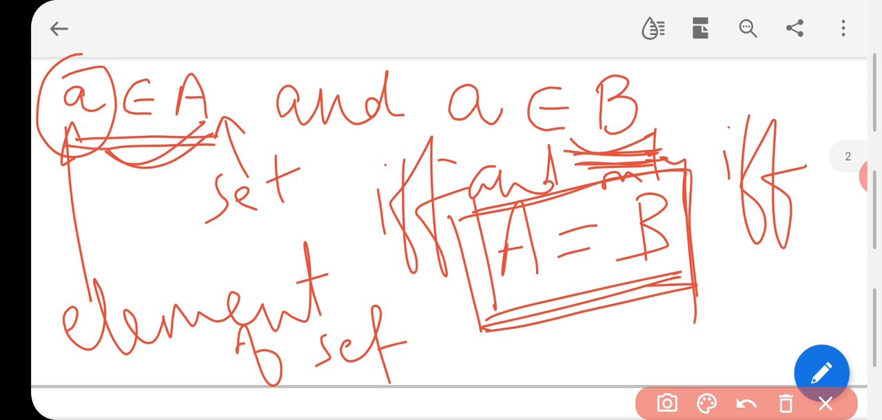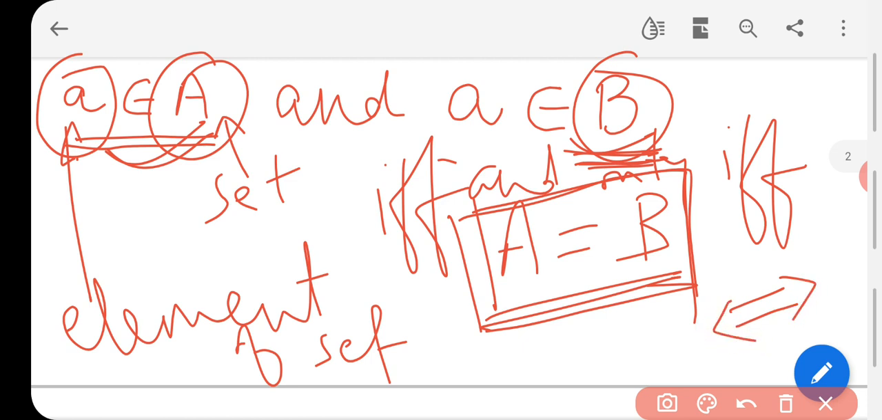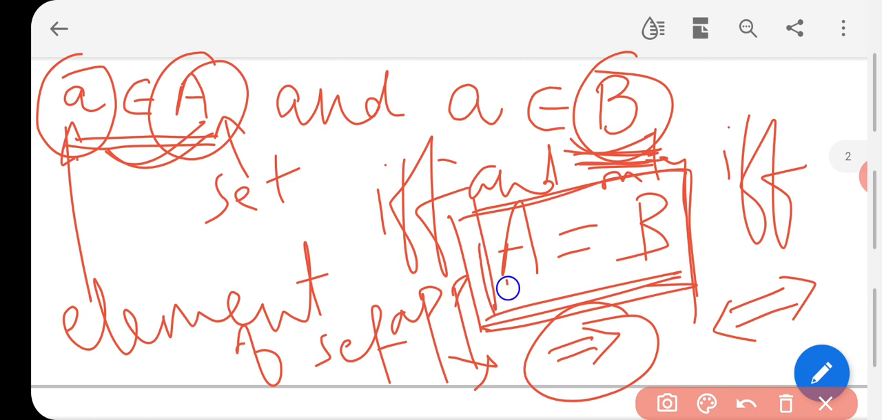Okay, there is element a belonging to set A and element a belonging to set B. Both elements are the same, and if the same elements belong to different sets, then these two sets are equal if and only if. Class, there is a symbol in the book like this. What does it mean? If and only if. And there is a simple symbol like this, and what does it mean? It implies. And here, if and only if.